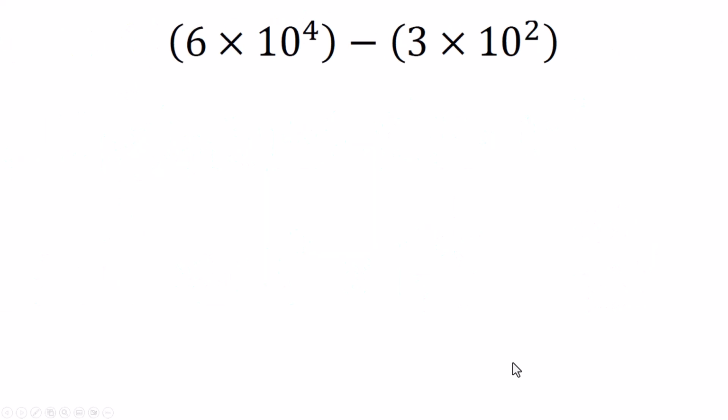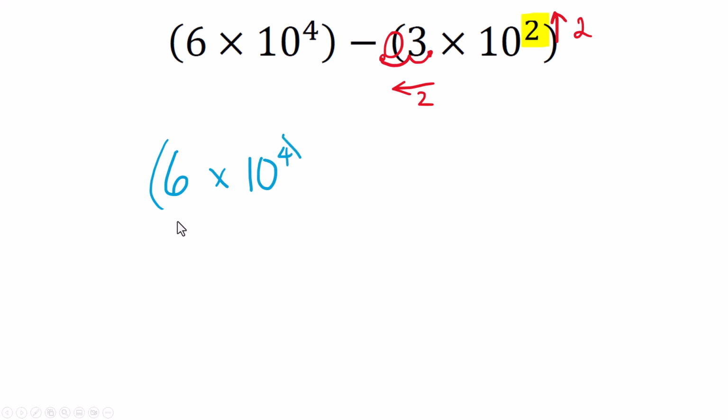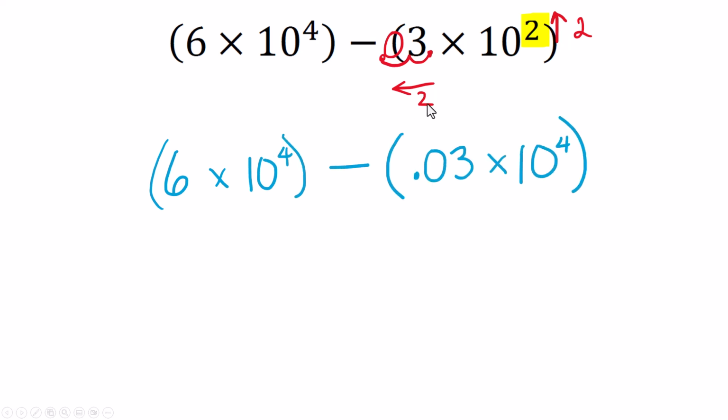This works the same for subtraction. Do it exactly the same way. It's at the beginning, it's just at the end. Instead of adding the numbers, we're going to be subtracting. So the smaller exponent is 2, so I need to bump that up by 2, which means this decimal place is going to be moved backwards 2. When I rewrite, I'm just going to copy the first one. And we'll be subtracting. And then my new number here is 0.03 times 10 to the 4th.